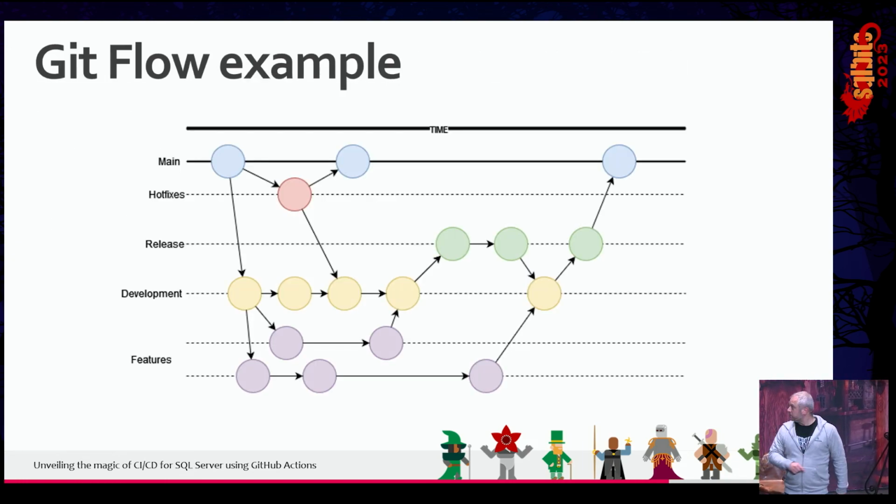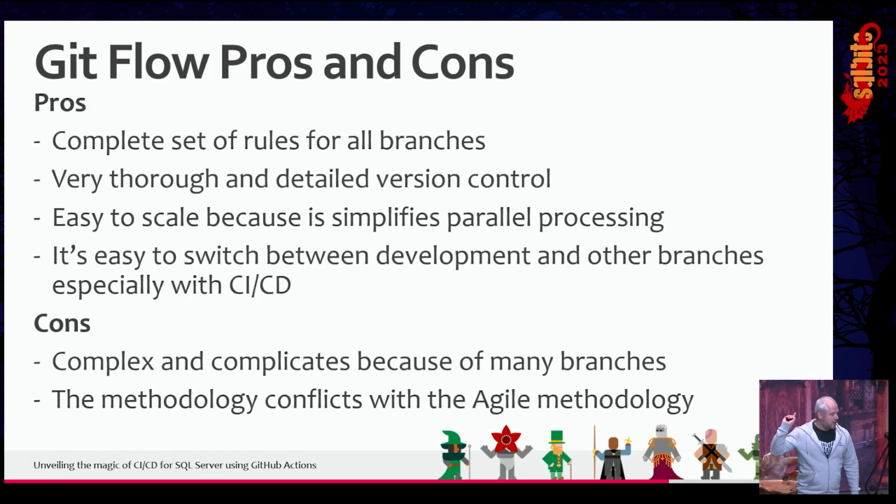Git flow is one of the first branching models that we actually had. It has a branch for every single hotfix, release, development, and feature, and you go back and forth. It has some pros and cons, because it's a complete set of rules, completely documented on how it should work. Very thorough, very detailed, easy to scale, but because it's so detailed, it's really complex and not very agile, right? So we don't want to use this in most development scenarios.